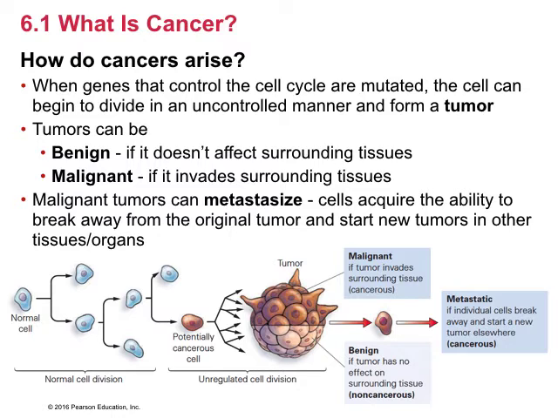So eventually, as the tumor grows, remember, as cells divide, they accumulate mutations. So if tumors are cells dividing out of control, eventually they'll accumulate more mutations and it'll mess up these cells even more. And eventually the cells will acquire the ability to break away from the original tumor and start new tumors in other tissues or organs. And that's how you die.